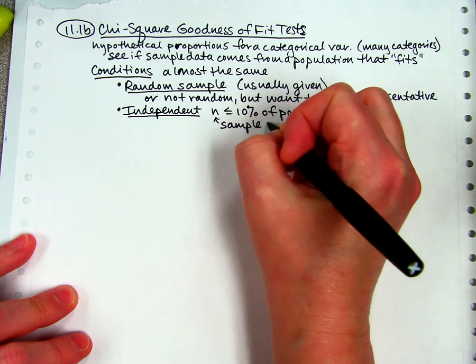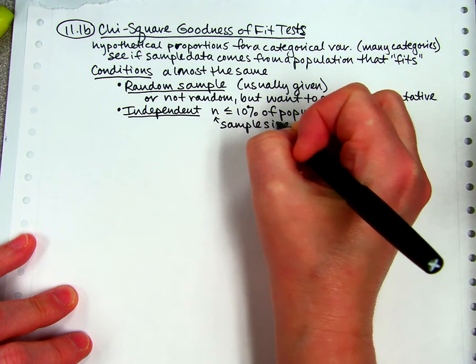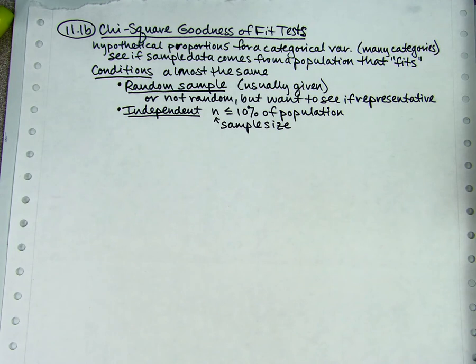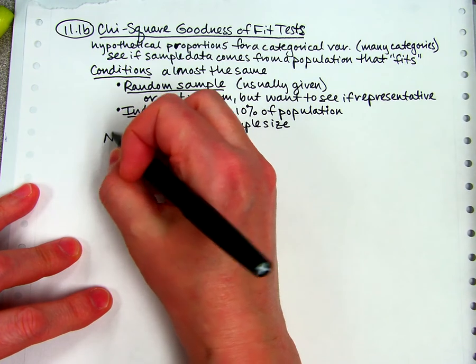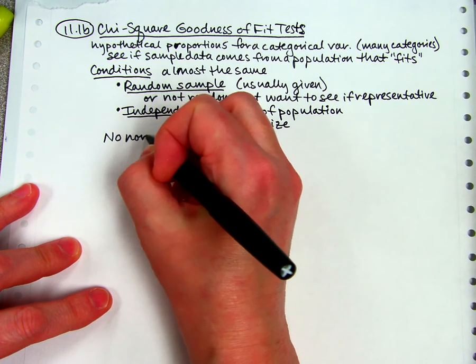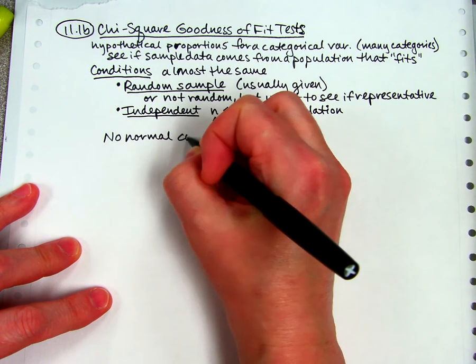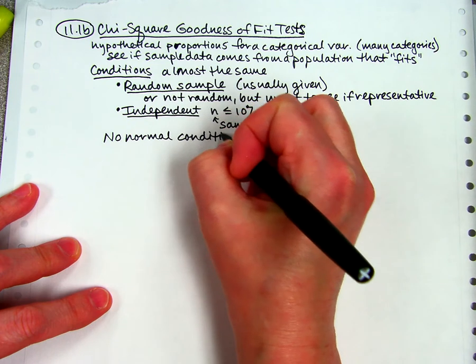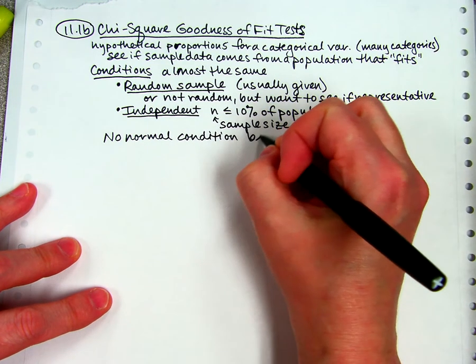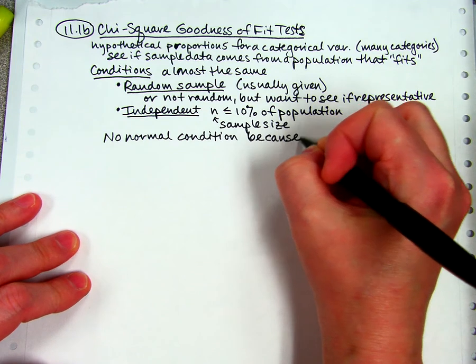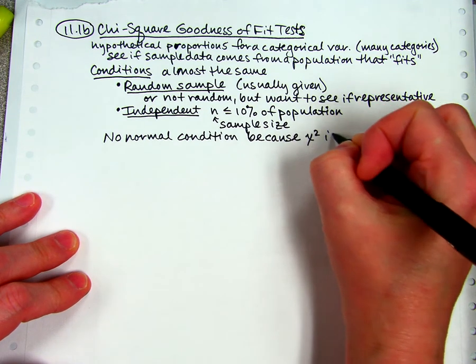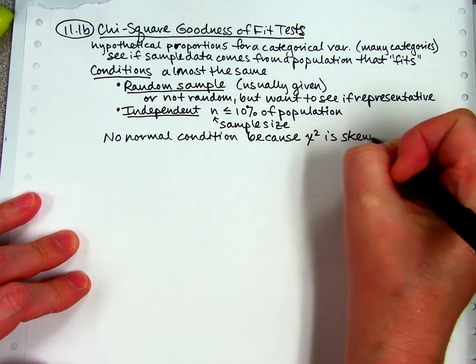You probably knew that. The one that has changed is the normal condition, because chi-squared is not normal. So, oh gosh, it's abnormal. That's crazy. There is no normal condition. There's something else instead. Because, as we talked about in 11.1a, chi-squared distributions are always skewed right. It's not supposed to be normal.